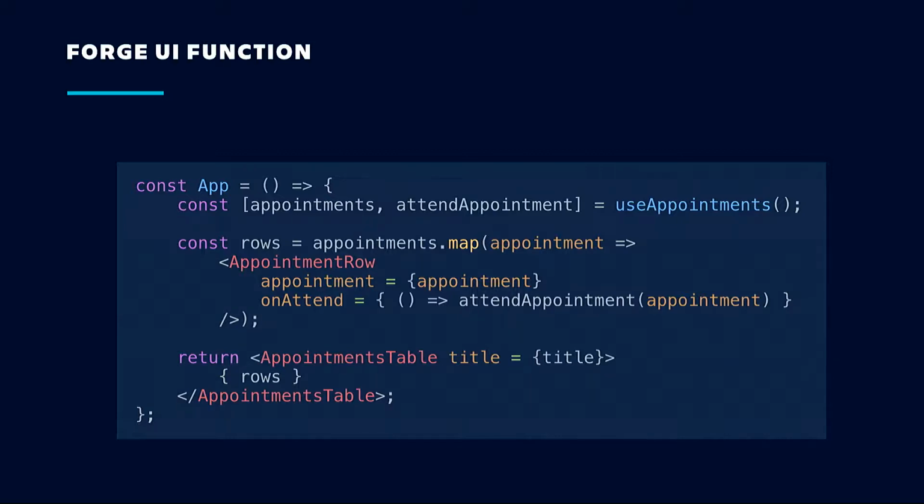One of the really cool things about the hook model is it's very easy to compose hooks together and to build logic on top so that you can share it across your app. With the list of appointments that we return from this, we then map these to a list of custom components, in this case, a list of appointment rows, and we embed them within our appointments table.